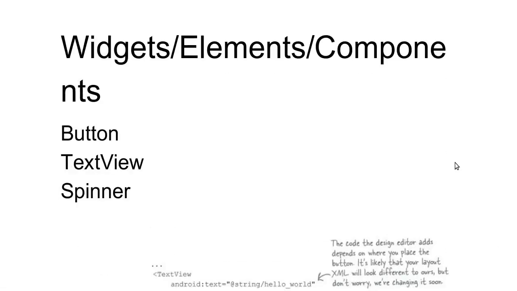So now we have moved to the widgets, elements and the components. I have already covered the text view. Now the most common widgets are the buttons and the spinner. If you see the text view, then we have properties: text, layout width, layout height, and then there is one more property, Android ID. So what is ID? ID is a unique identifier.